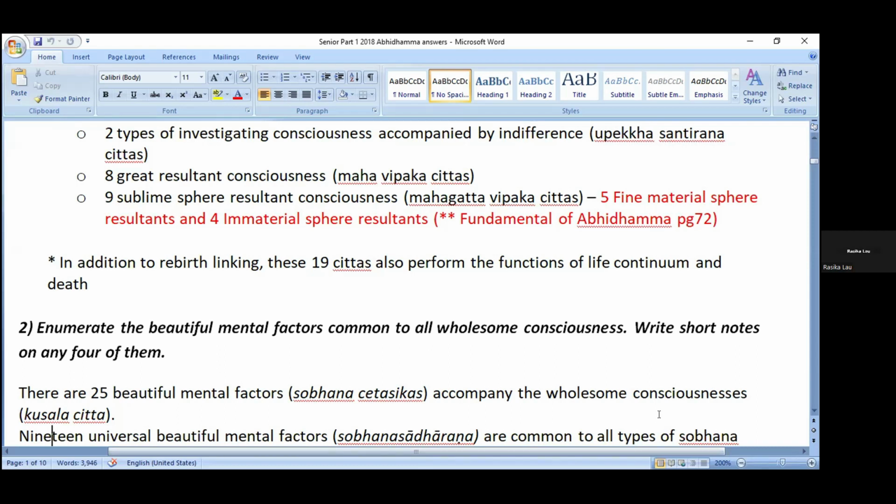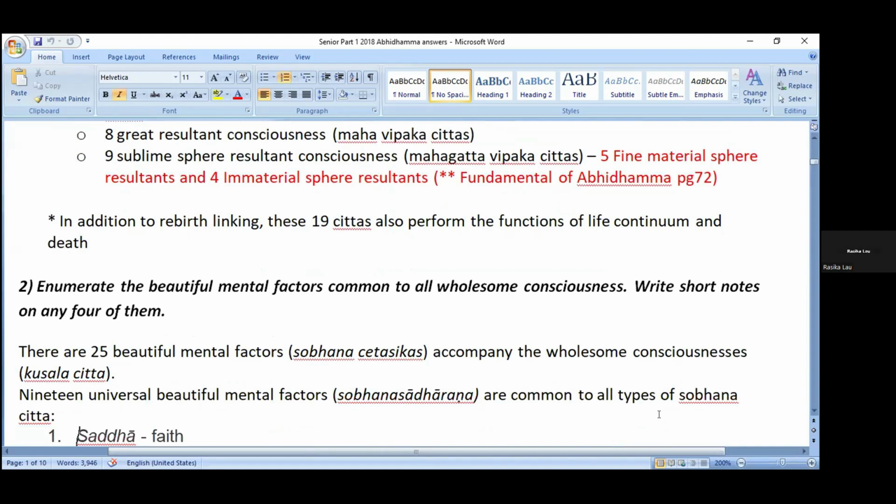So, as you know, there are 25 beautiful mental factors with wholesome consciousness. And then what they want is to ask you the beautiful mental factors common to all wholesome consciousness. So you need to name only 19 out of 25 that are common to all types of sobhana citta. So as long as a wholesome citta arises, all these 19 of them are present.